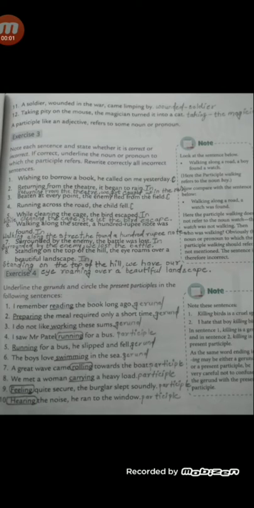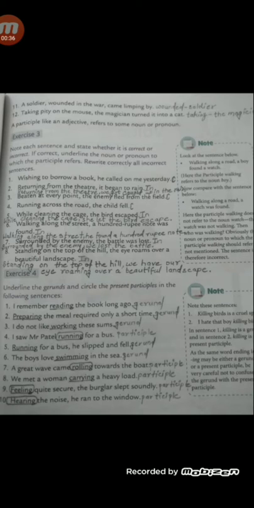Now, exercise third. Note each sentence and state whether it is correct or incorrect. If correct, underline the noun or pronoun to which the participle refers. Rewrite correctly all incorrect sentences. So here you have to state whether the sentence is correct or incorrect. If it is an incorrect sentence, then you have to write the correct sentence.